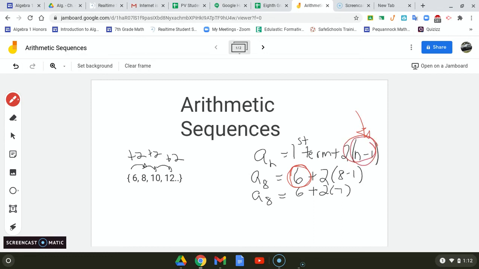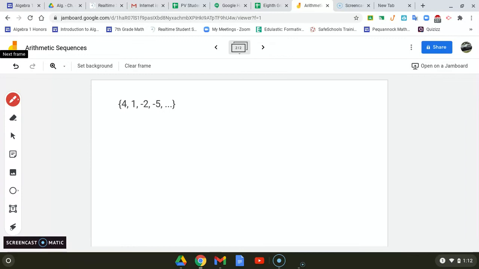Okay, so in this case, you could see that the 8th term is going to be equal to 6 plus 14. It would be a 20. And sure enough, if we were to extend the sequence out, we would find that the 8th term is going to be a 20. Okay, so let's try another example. Let's see how this works out.